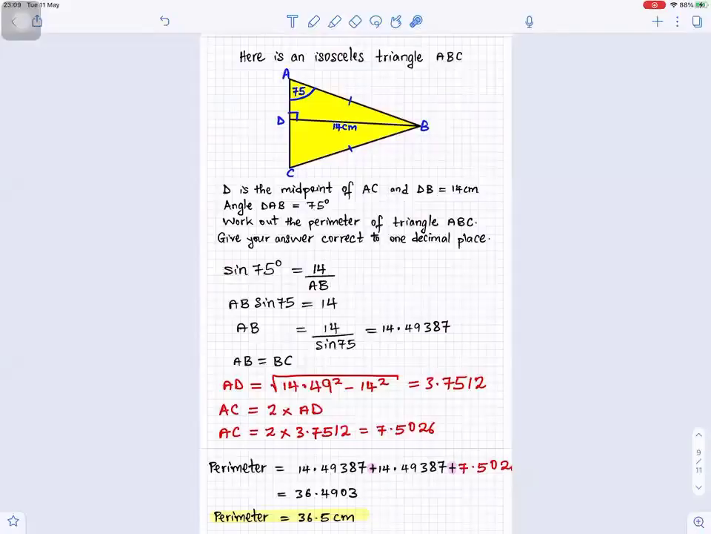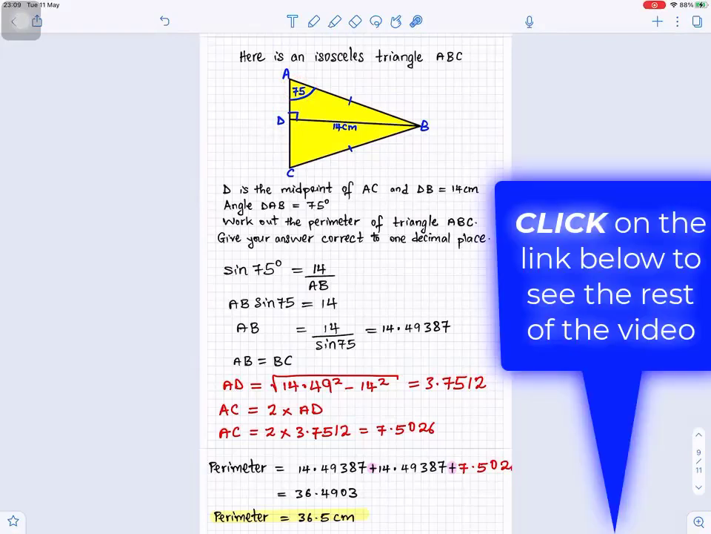Here is an isosceles triangle ABC. D is the midpoint of AC. See that D is the middle there. And this angle is 75. Work out the perimeter of triangle ABC. Give your answer correct to 1 decimal place.